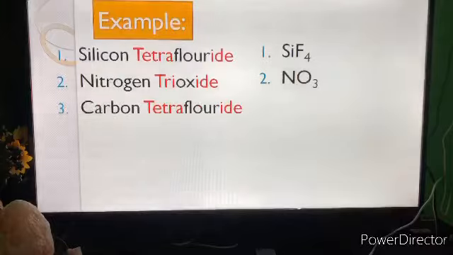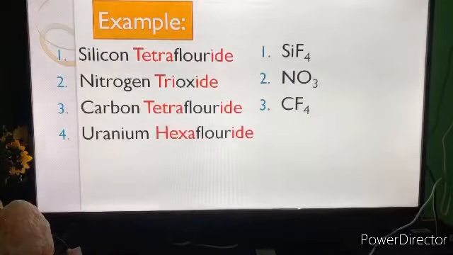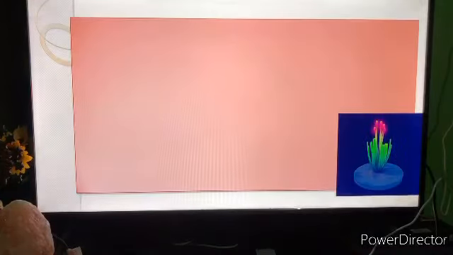Okay, the third one, carbon tetrafluoride. The chemical symbol of carbon is C, while fluoride or fluorine is F. Tetra means 4, so it will become CF4. Okay, number 4, uranium hexafluoride. Uranium is U, fluoride or fluorine is F, and hexa means 6, so the chemical formula will become UF6.